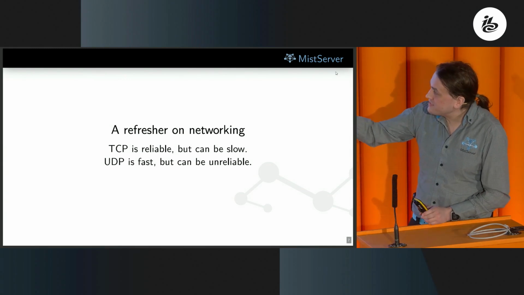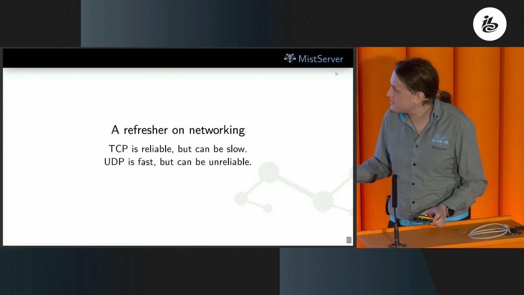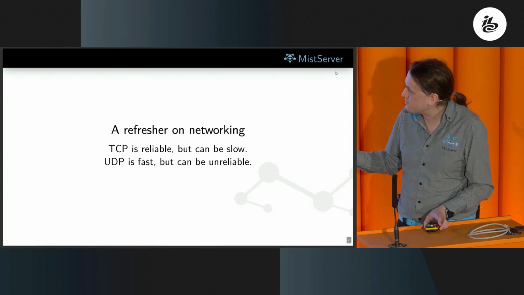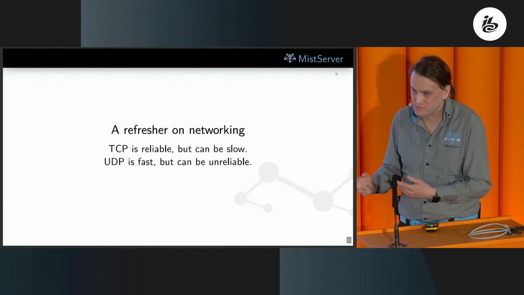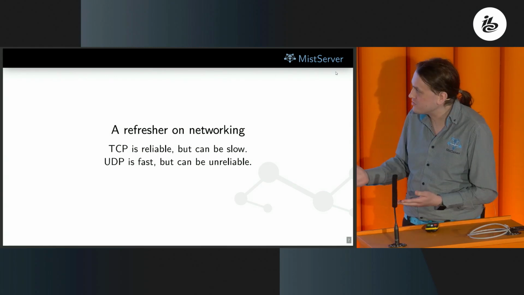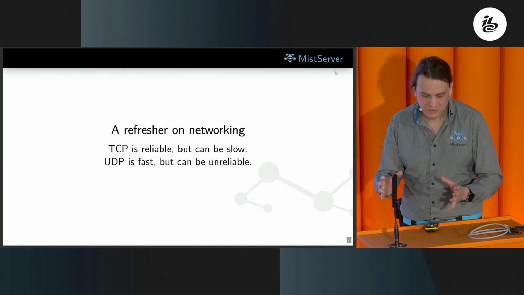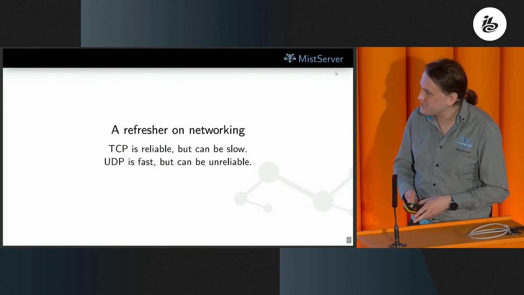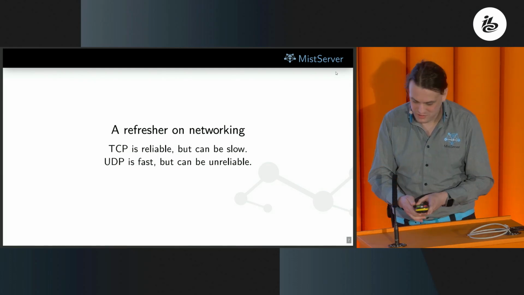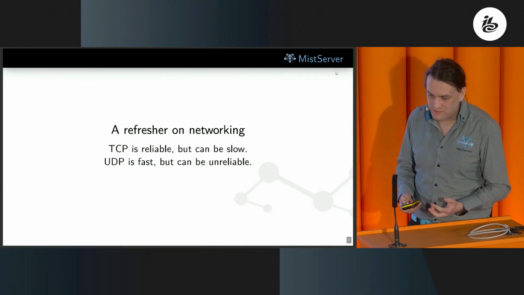Well, UDP is really, really fast, but it has the disadvantage it can be unreliable. If network connections go bad, UDP will just not receive packets for some time, and then after that immediately recover, but you'll have missed a whole chunk of data. And if you're sending something like a video stream, it's kind of bad to be missing a whole part. So you want to compensate for that.